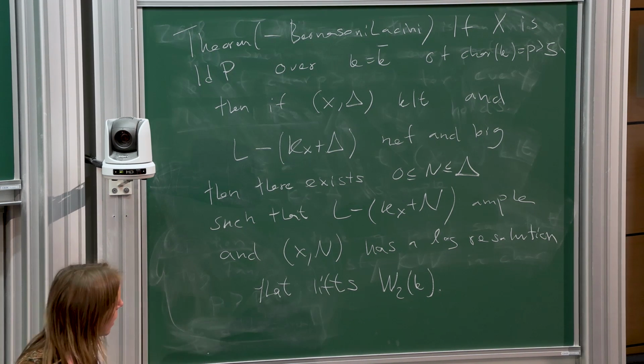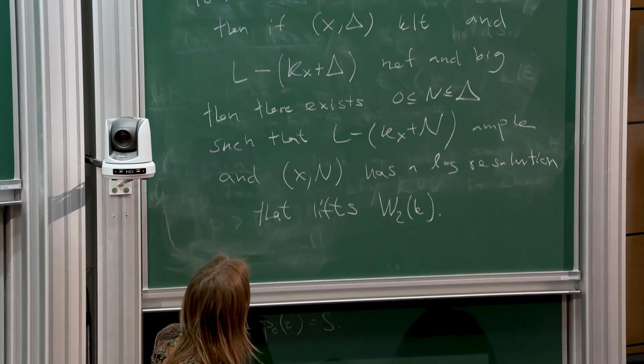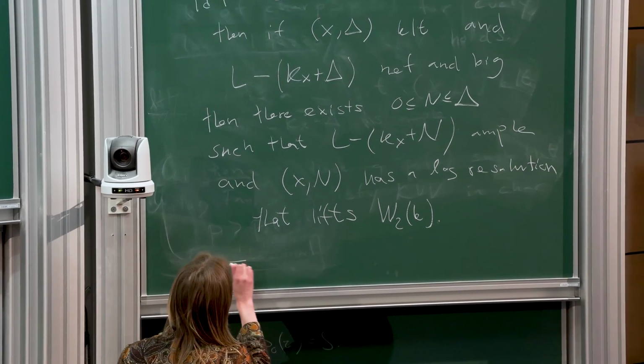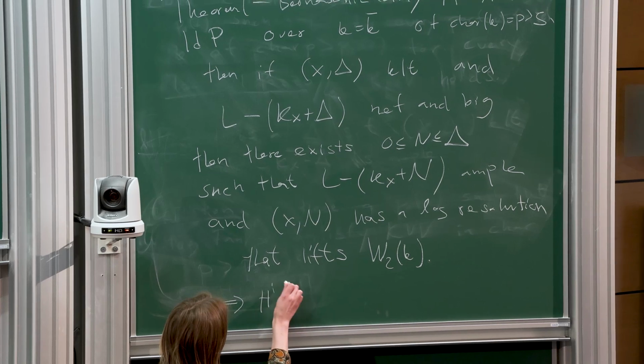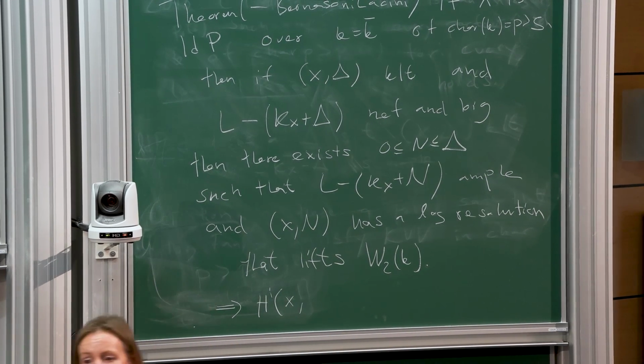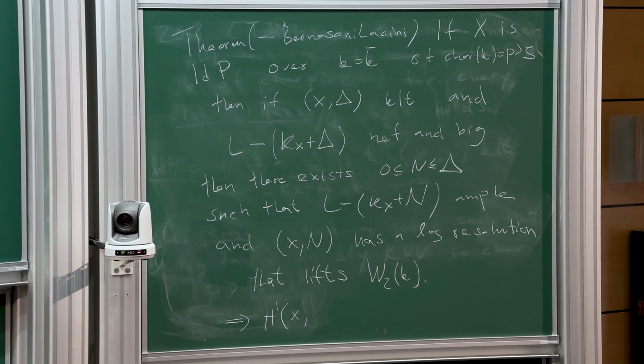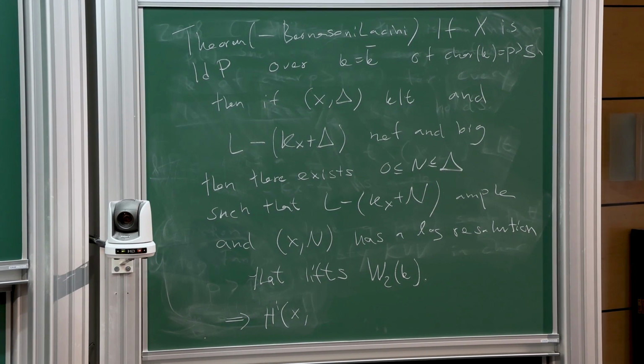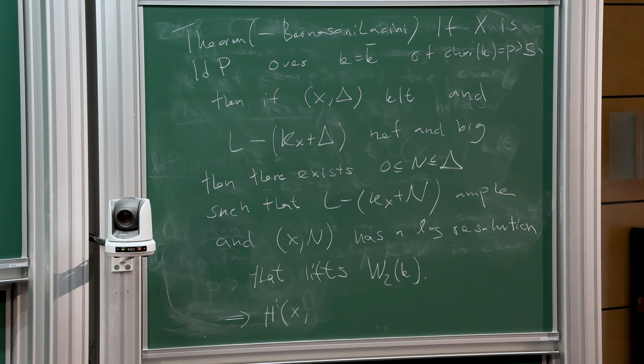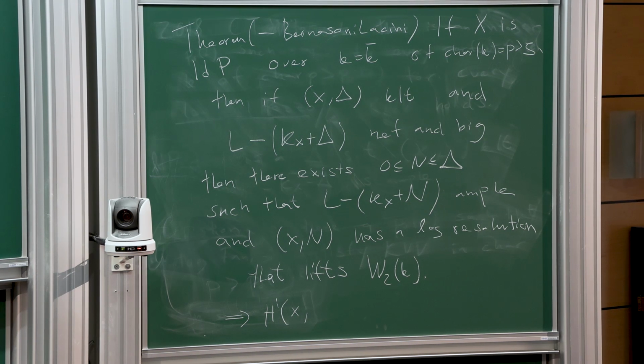Okay, so what is a consequence of this? So of course, a consequence of this is now that, yeah, with the log resolution, I always mean smooth together with a normal crossing divisor. Okay. And I only talk about liftability of such pairs.